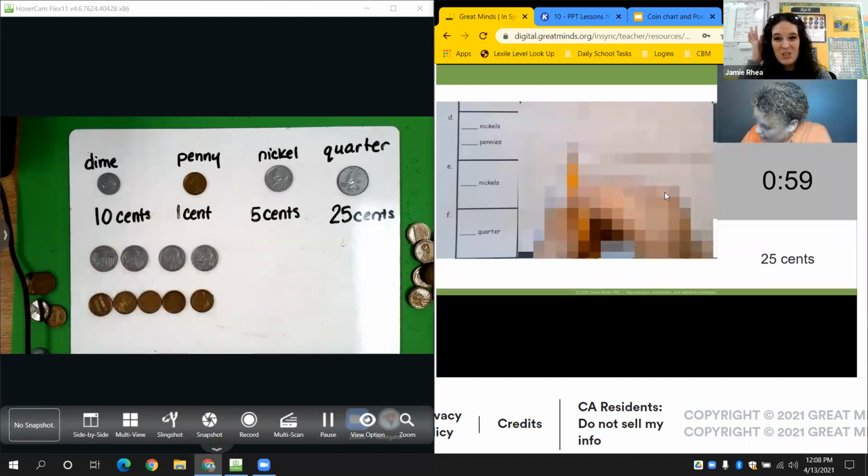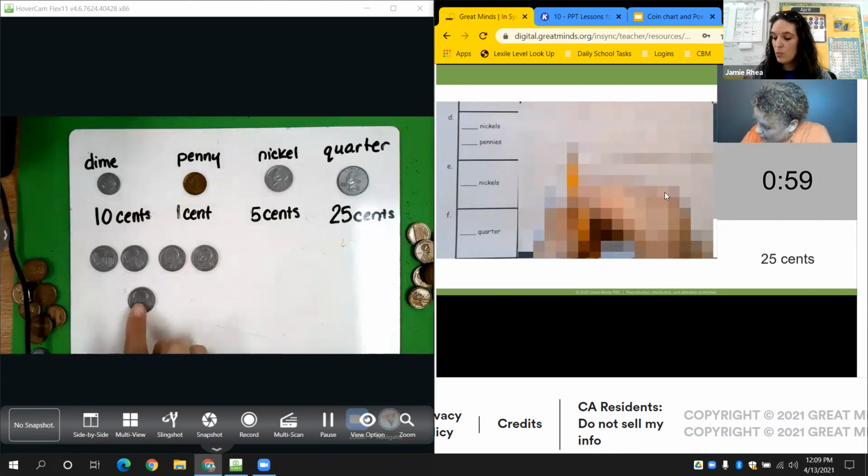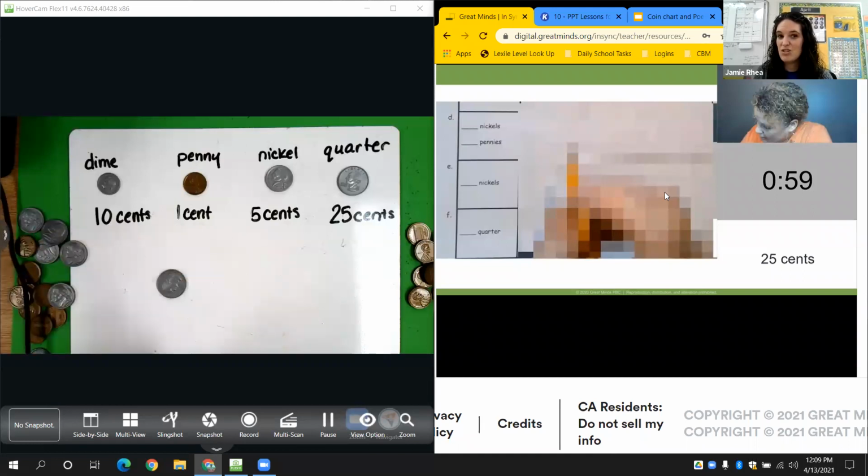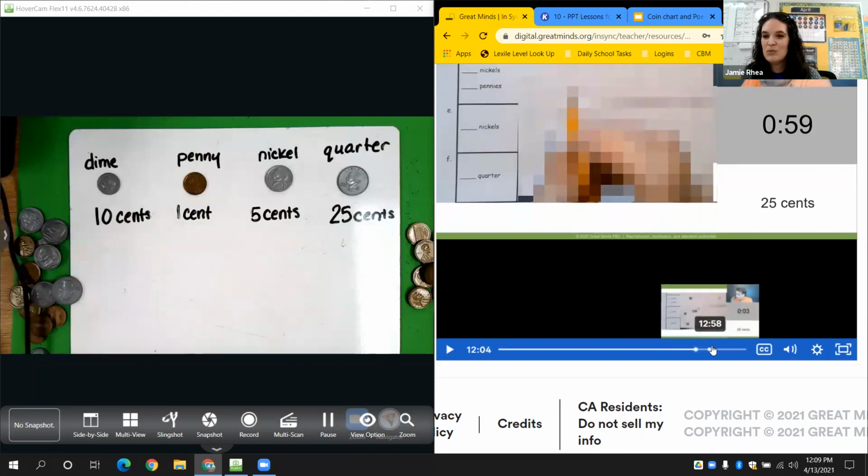But what if I just wanted to use nickels? I would trade my 5 pennies for 1 more nickel. So now I have 5, 10, 15, 20, 25, and I have 5 nickels. Now, what if I wanted to trade all of this in for 25 cents in quarters? How many quarters would I need? Just 1 quarter.